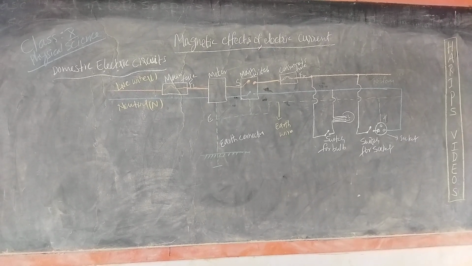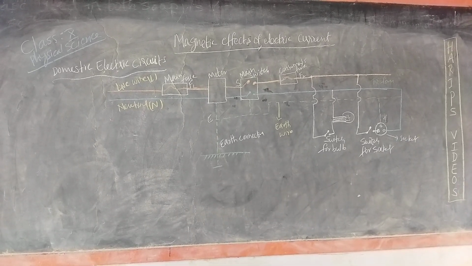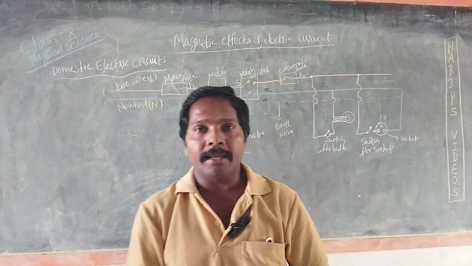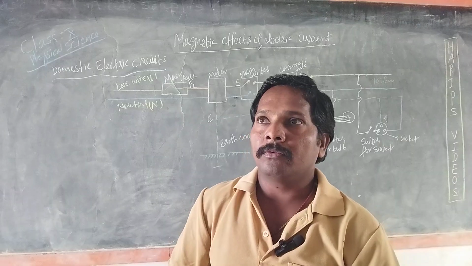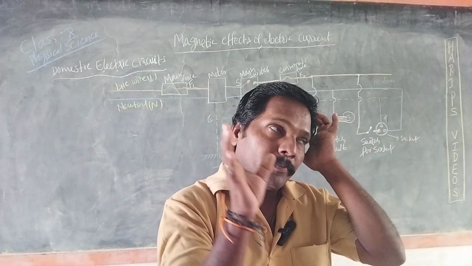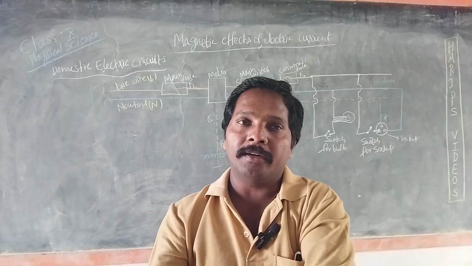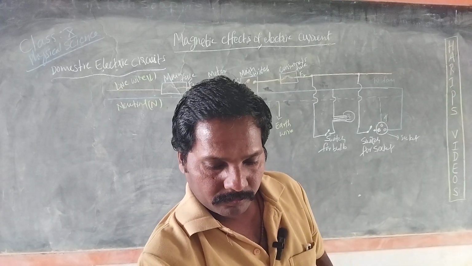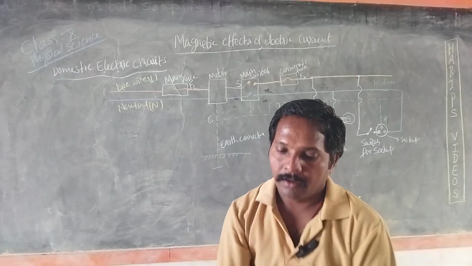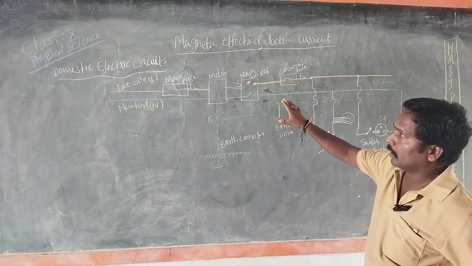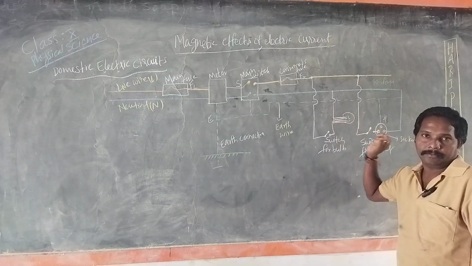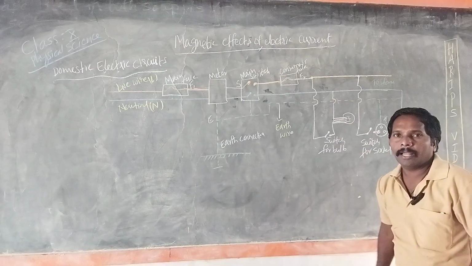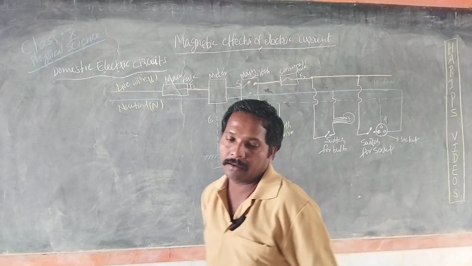Right. So next topic, domestic electrical circuit or domestic wiring. So how do we give connections in between different electrical appliances, right? This diagram shows how we give wiring in our house for different electrical appliances.